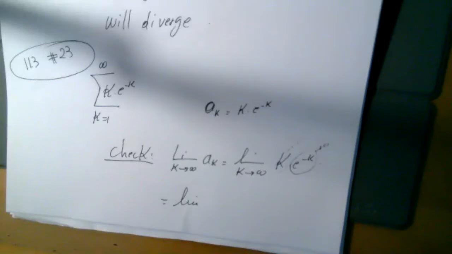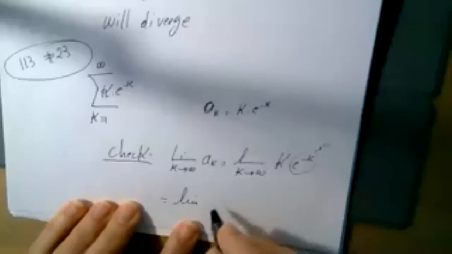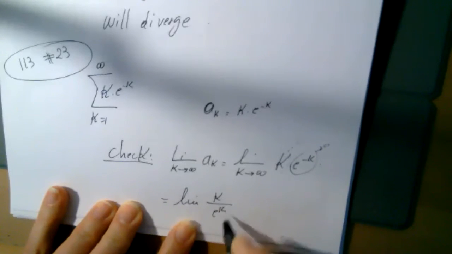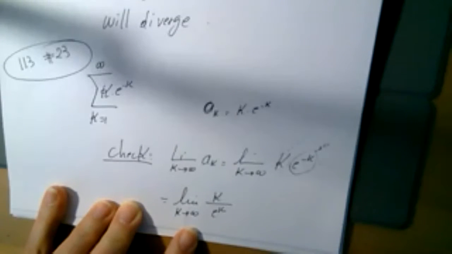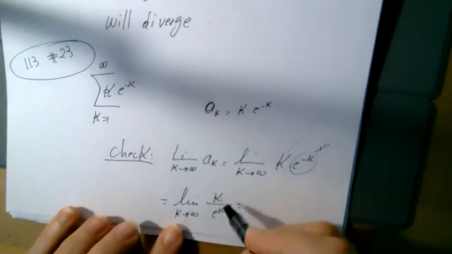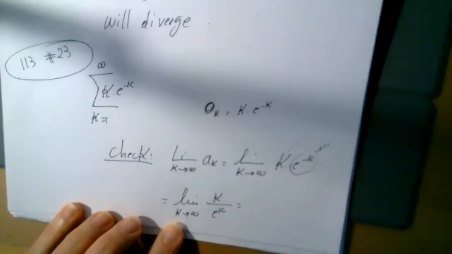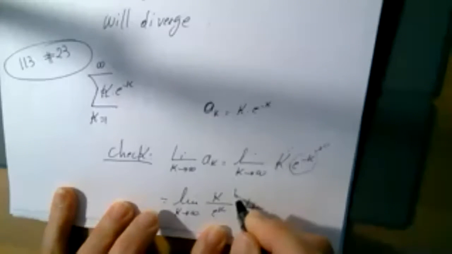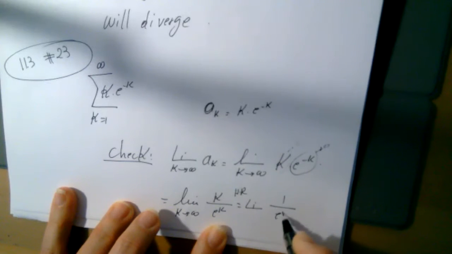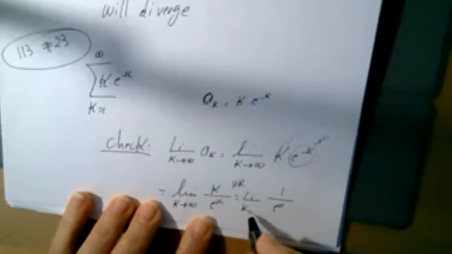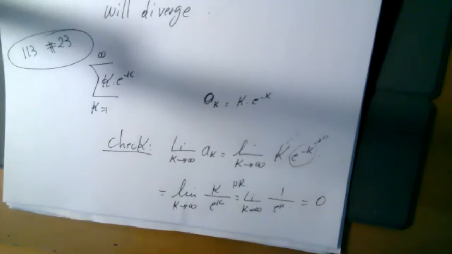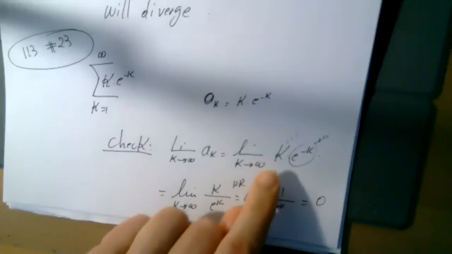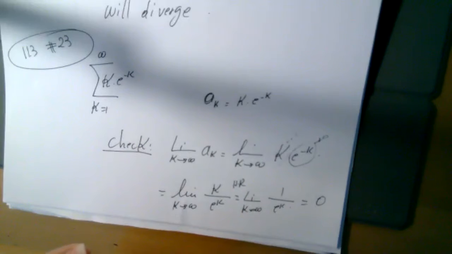Now 0 times infinity is indeterminate. So to find the limit, we're going to rewrite it as k over e to the k. And now when k goes to infinity, the numerator goes to infinity, the denominator goes to infinity. So we're going to use L'Hopital's rule: 1 over e to the k as k goes to infinity. And this is going to give me a 0. Now remember, infinity times 0 is indeterminate. It could be large, it could be small. So we have to manipulate to get the limit.